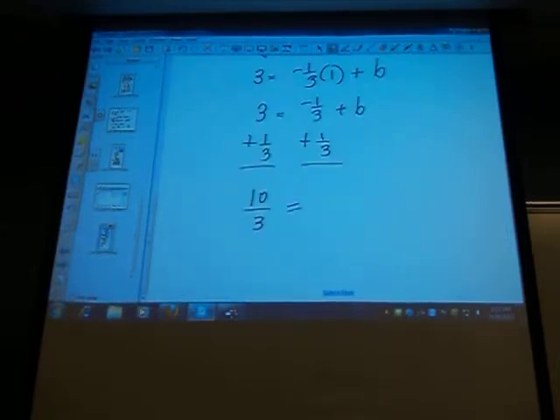Is it still a negative, or? To move the negative over, I gotta make it positive. So I'm adding 3 plus 1/3, because I gotta change that sign to move it over. So it would be positive. My b is 10/3. So my equation in slope-intercept form would be y equals negative 1/3 x plus 10/3.